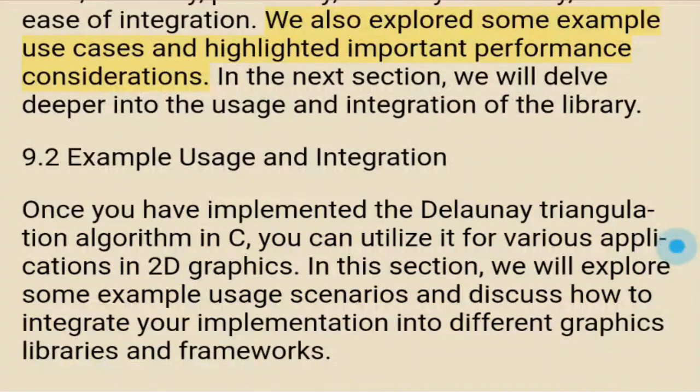We also explored some example use cases and highlighted important performance considerations. In the next section, we will delve deeper into the usage and integration of the library. 9.2 Example Usage and Integration.